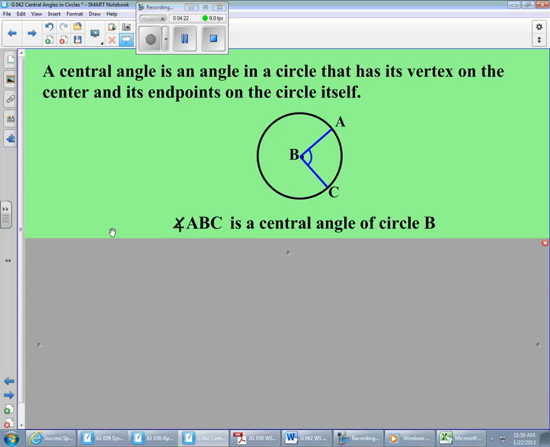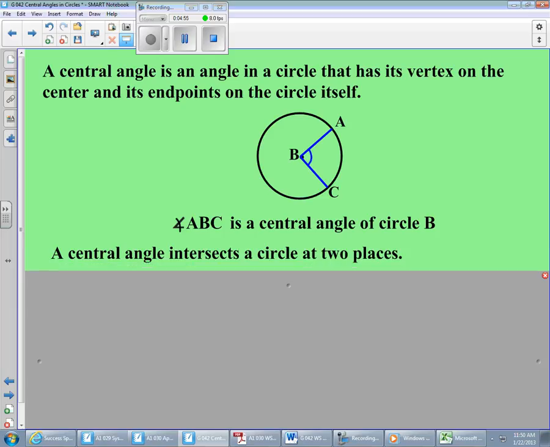And please refresh your memories that we do use the 3-point naming system when we're talking about an angle. This is going to be especially important when we talk about circles. You're going to have a lot of angles, particularly around the center of the circle. So if you were to simply try to call this angle B rather than angle ABC, you're going to find that there are a lot of angles that use point B as their vertex. So the 3-point system keeps us from getting confused. Now, obviously, a central angle intersects your circle at two places.